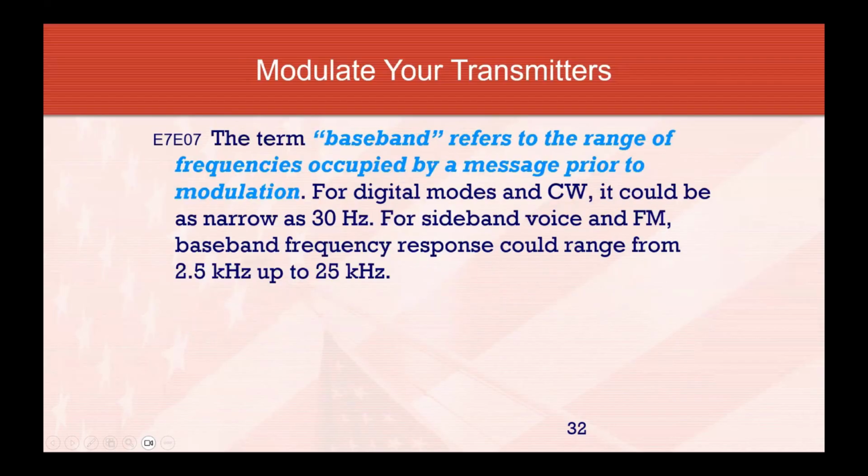Baseband, a term that refers to the range of frequencies occupied by a message prior to modulation. For digicodes and CW, it'd be as narrow as 30 hertz. For voice, it'd be generally 3 kilohertz or less, for example. For FM, 2.5 kilohertz to 25 kilohertz worth of baseband, depending on whether it's using wideband or narrowband modulation.